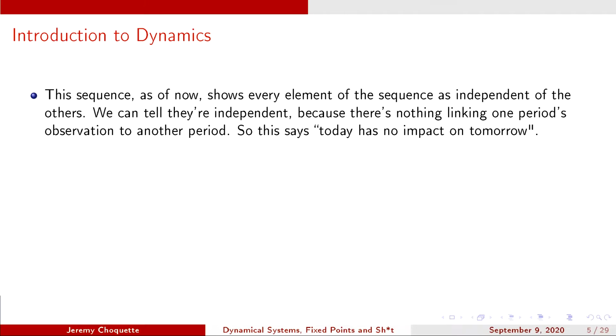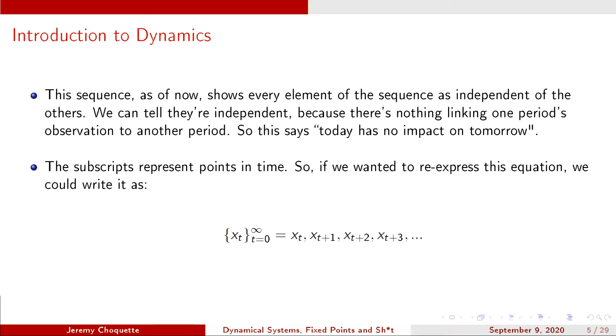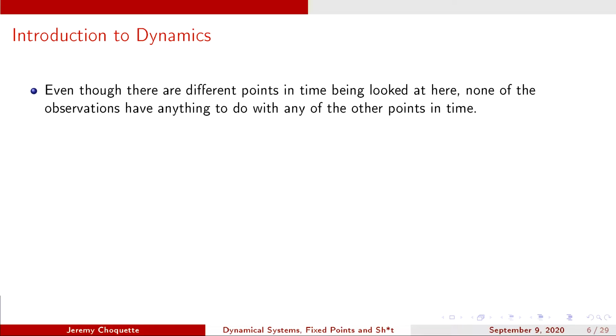It's saying today has no impact on tomorrow. So it's not really a dynamic setup, right? These subscripts represent points in time. So what I could do is re-express this as x sub t, x sub t plus 1, x sub t plus 2, x sub t plus 3, and so on. This would be referred to as static because these are independent observations. The ordering does matter, but the observation, say x sub t plus 1, is not a function of x sub t. It's just a function of t plus 1.